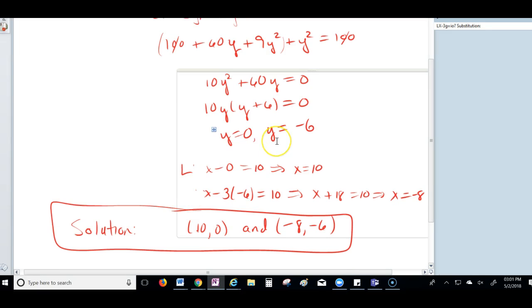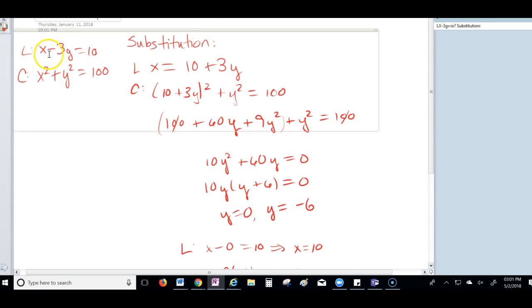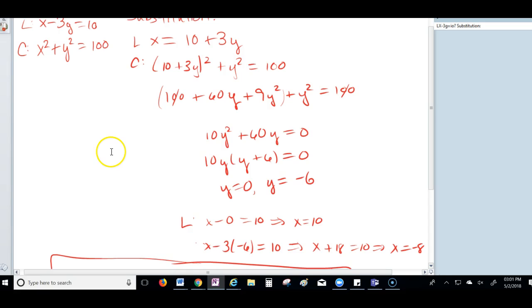And then I'm going to solve for x by putting those values into the easier equation in my system. So I'm going to put those into the linear equation. So when y is 0, remember my linear equation, x minus 3y equals 10. When y is 0, I put that in my linear equation. I get x equals 10. When y is minus 6, I put that into the linear equation. I get x equals minus 8.